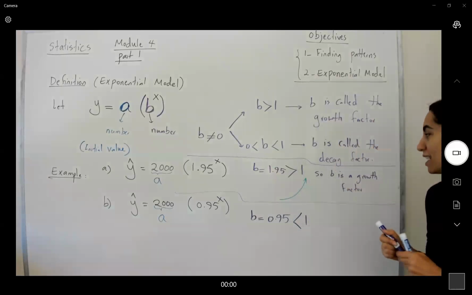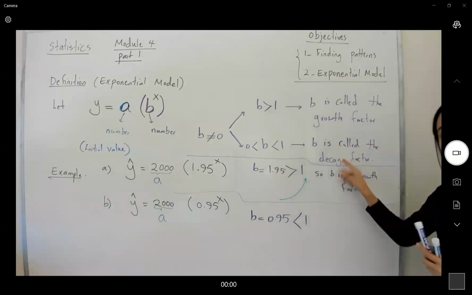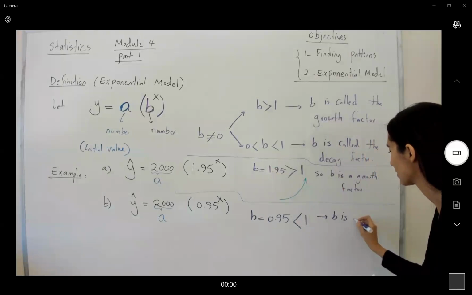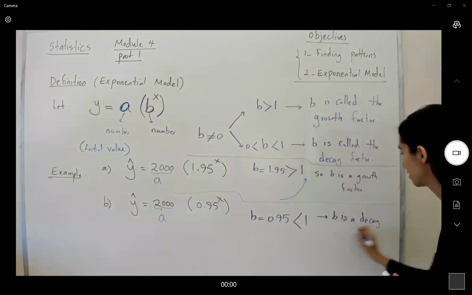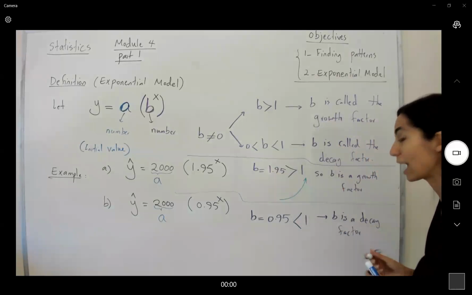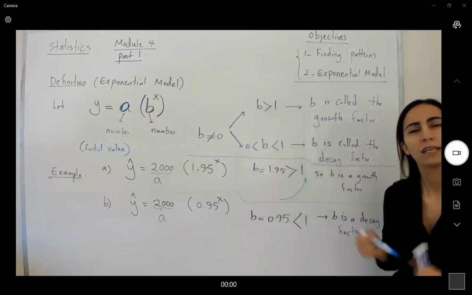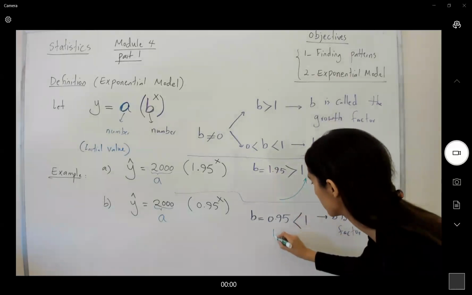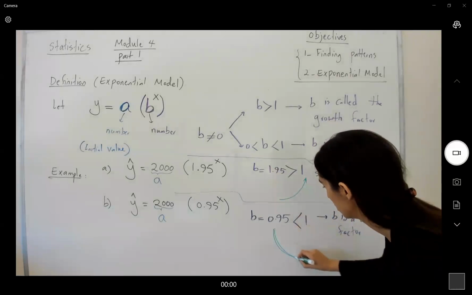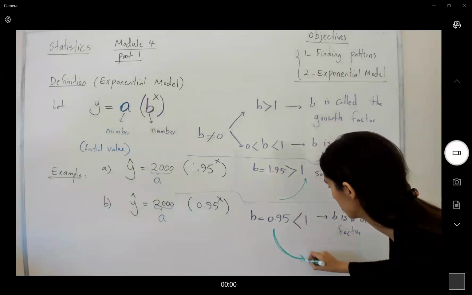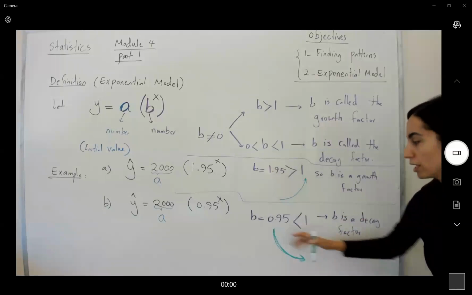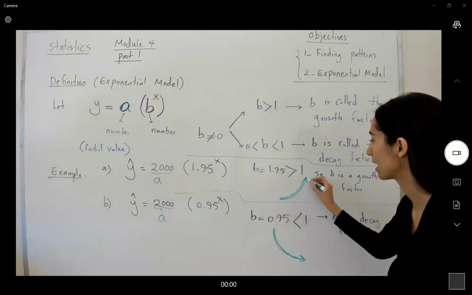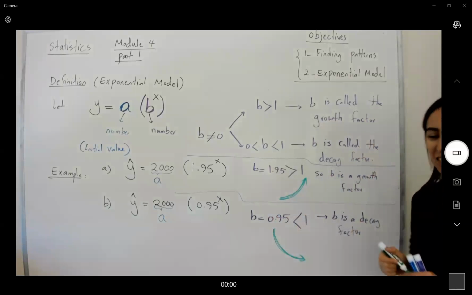What's the meaning of that? It means that B is going to be a decay factor. If you look at the graph, it means that the graph is a decreasing graph. The behavior of the graph is going to be like this. This is your graph. So if B is less than 1, the graph is decreasing. If B is greater than 1, it means that the graph is increasing.